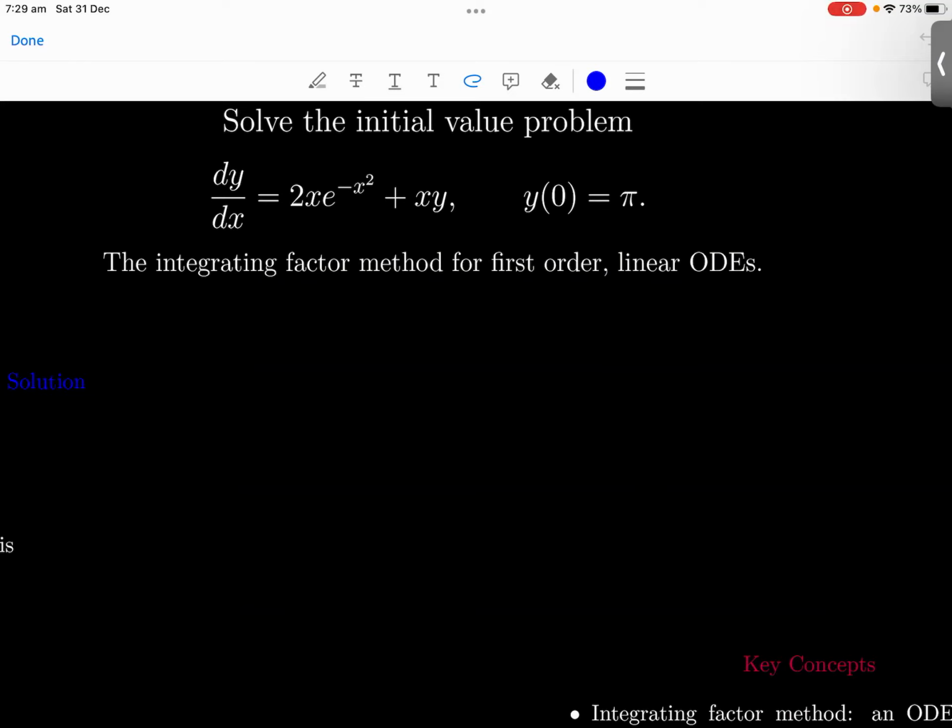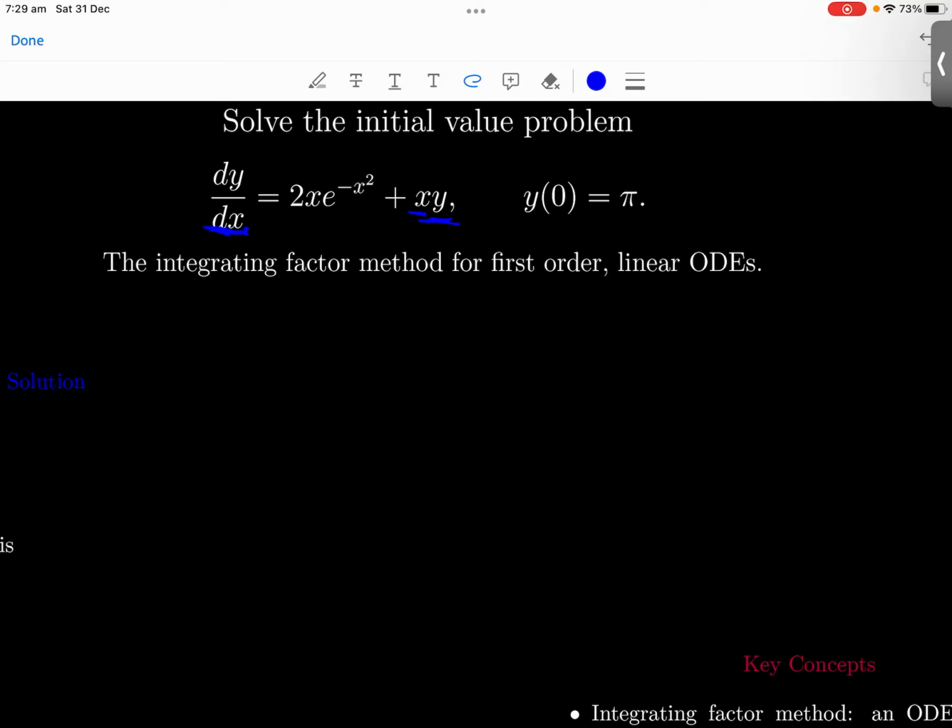We can see that this is a linear equation because x is the independent variable and y is the function of x. y only appears here and here. Over here, it appears just by itself to the power of 1 multiplied by a function of x only. And over here, we've got dy/dx, the first derivative of y, nothing else going on there. So this is a linear differential equation.